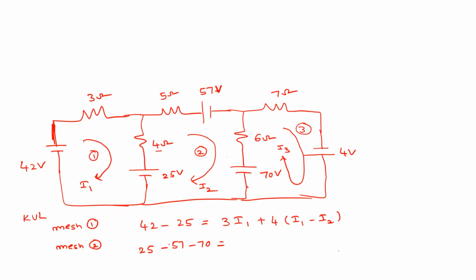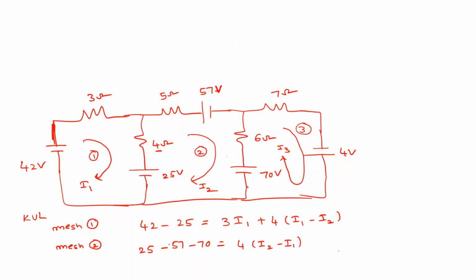So we have this 4 ohm. Minus 4 into (I1 minus I2)? No, just follow the pattern: plus 4 into (I2 minus I1). Because in loop 1, I1 is the main one, and in loop 2, I2 is the main one, right? We need to write equations according to the I2 direction. Okay, what is the next thing?